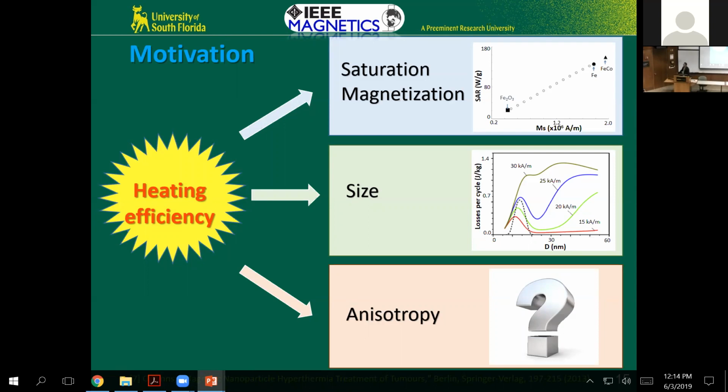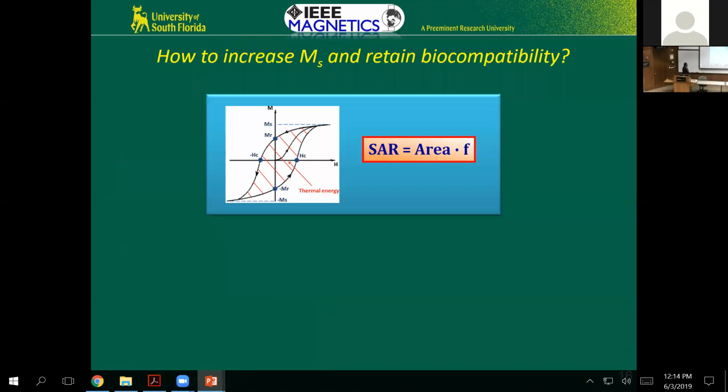In other words, can we make a core shell system where we have a core which is iron, which has a larger saturation magnetization, and a shell made of biocompatible iron oxide? Completely encapsulate the iron so that it's a core shell, but with effectively large saturation magnetization. We and many other groups thought of this, and we tried to do this, and I'll show you some results.